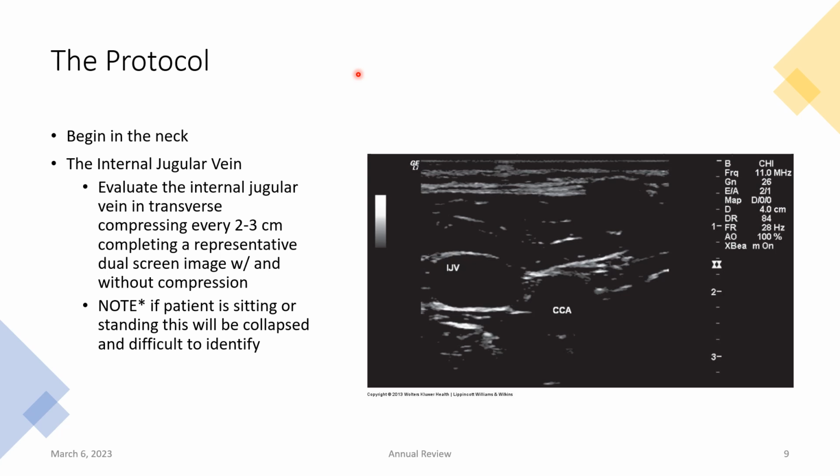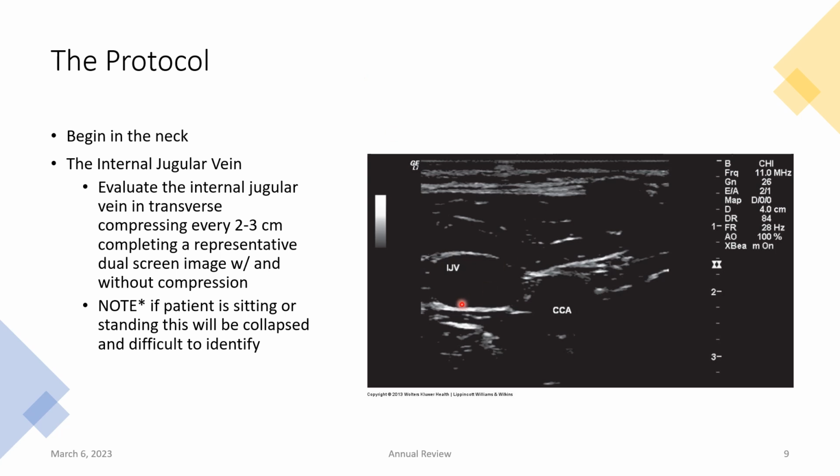So when we're looking at our internal jugular, we want to assess this in transverse from the superiormost portion we can identify down to where we see it actually connect with our subclavian. So you want to assess it in B-mode imaging in transverse with and without compression, and you'll want to document that compression at proximal, mid, and distal regions. You can do that with dual screen.